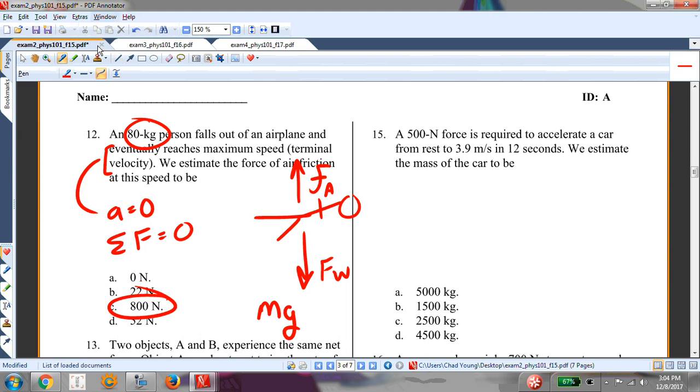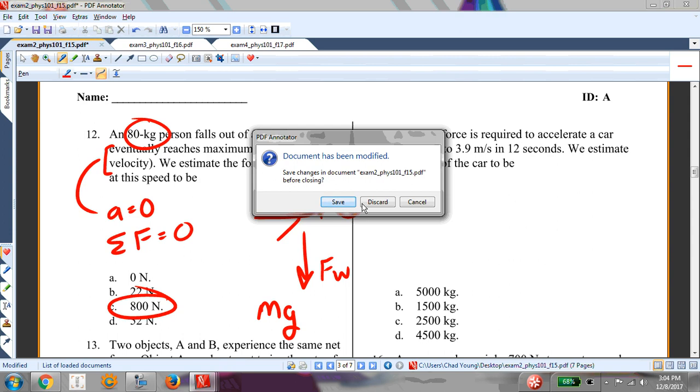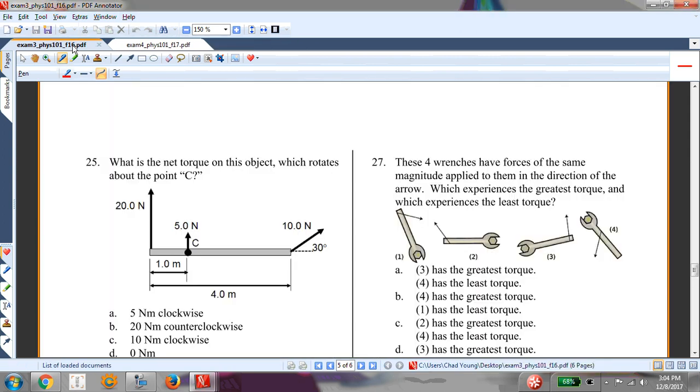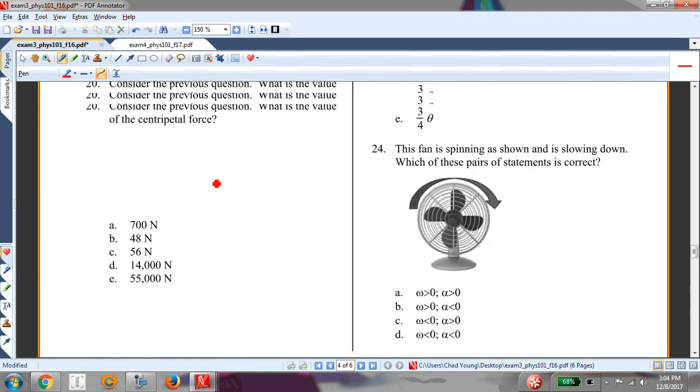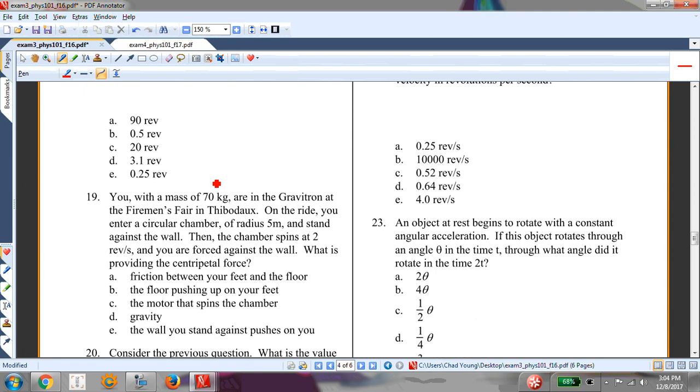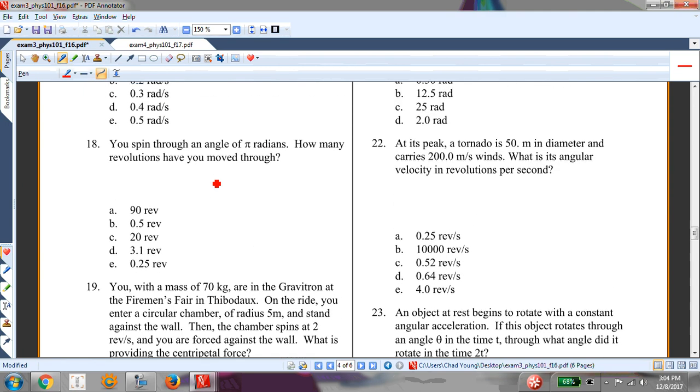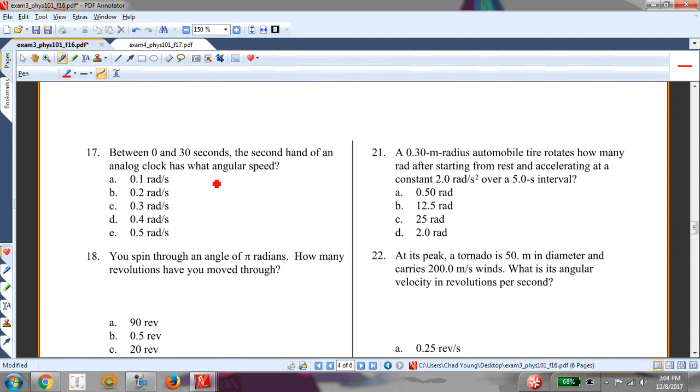See, that's fall 15, fall 16, number 17 from exam 3. Between 0 and 30 seconds, the second hand of an analog clock has what speed?